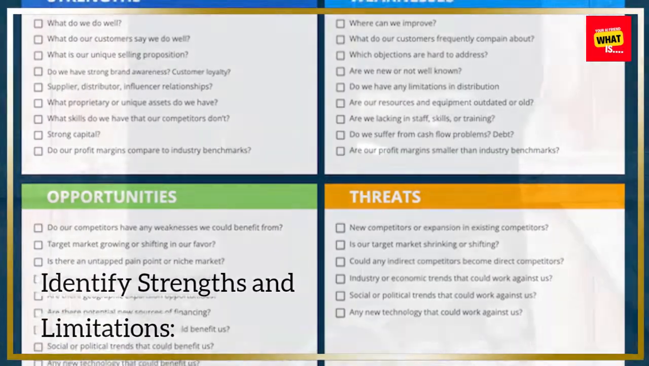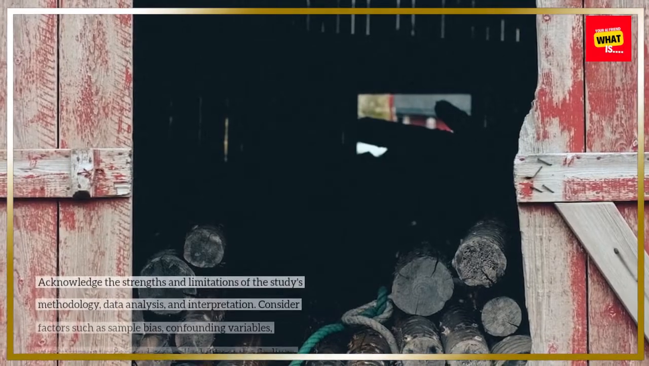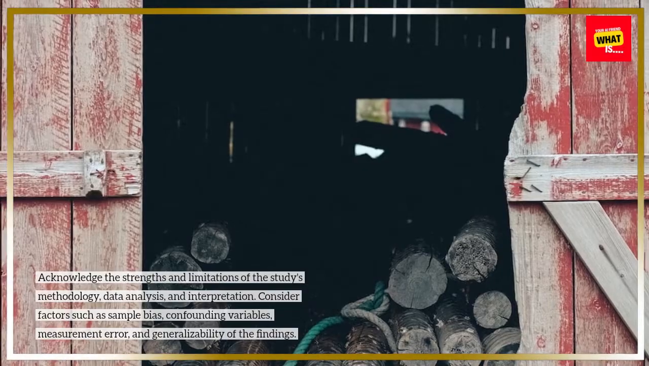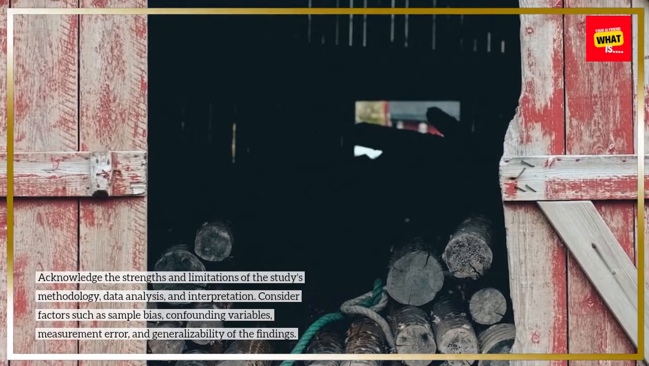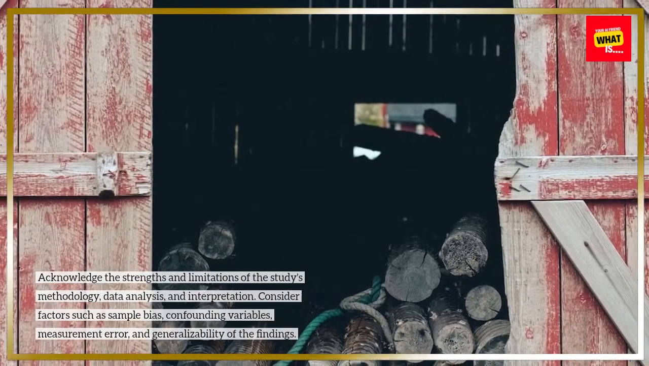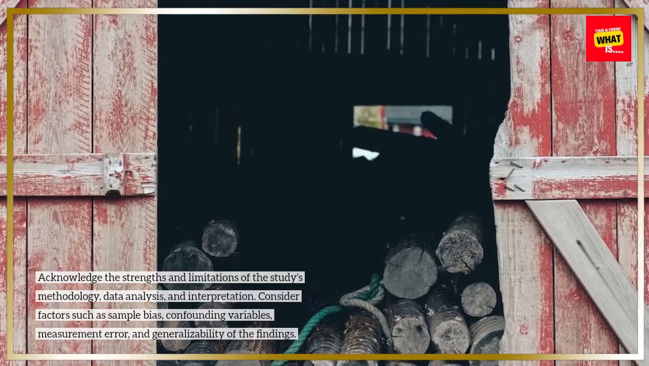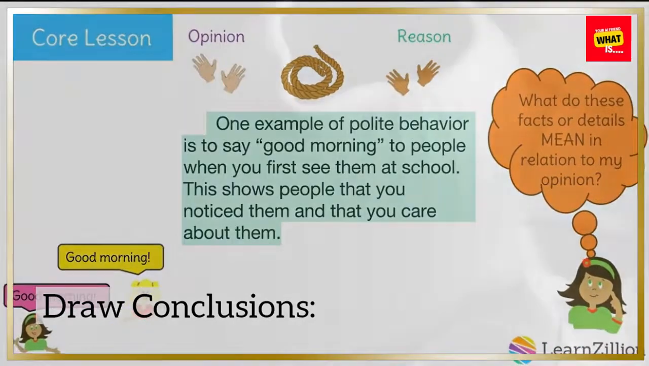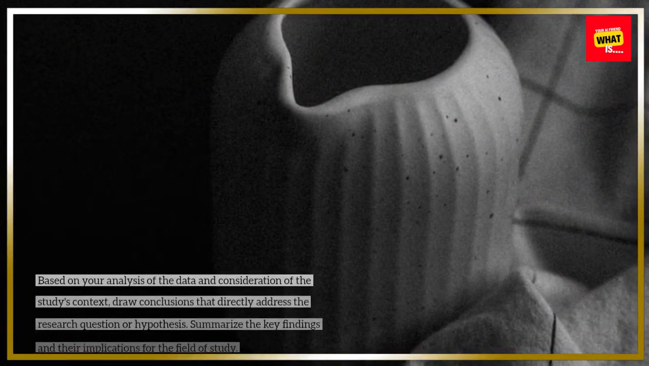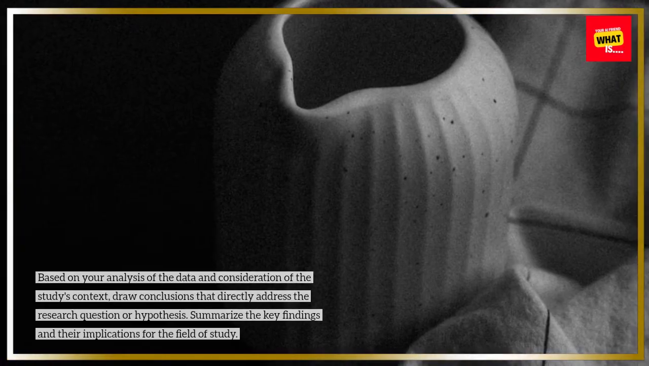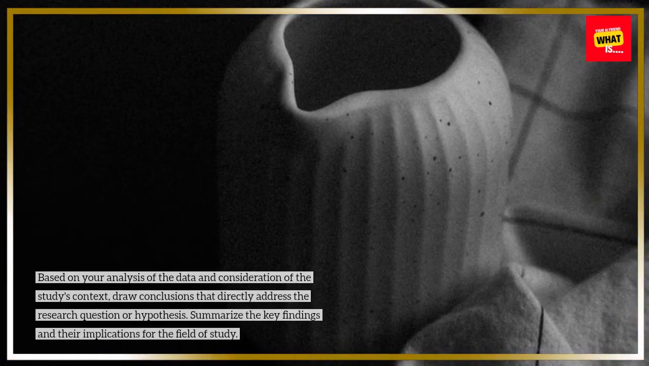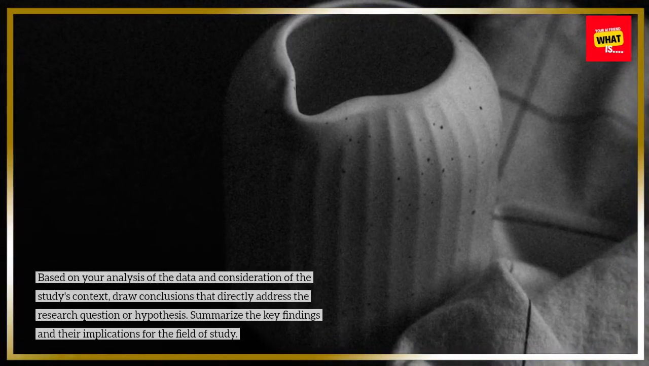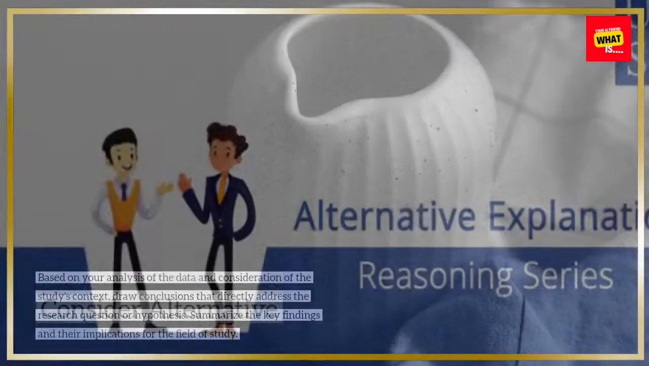Identify strengths and limitations. Acknowledge the strengths and limitations of the study's methodology, data analysis, and interpretation. Consider factors such as sample bias, confounding variables, measurement error, and generalizability of the findings. Draw conclusions. Based on your analysis of the data and consideration of the study's context, draw conclusions that directly address the research question or hypothesis. Summarize the key findings and their implications for the field of study.